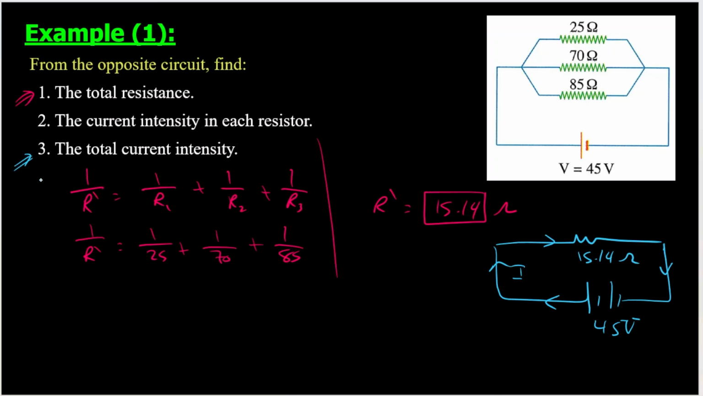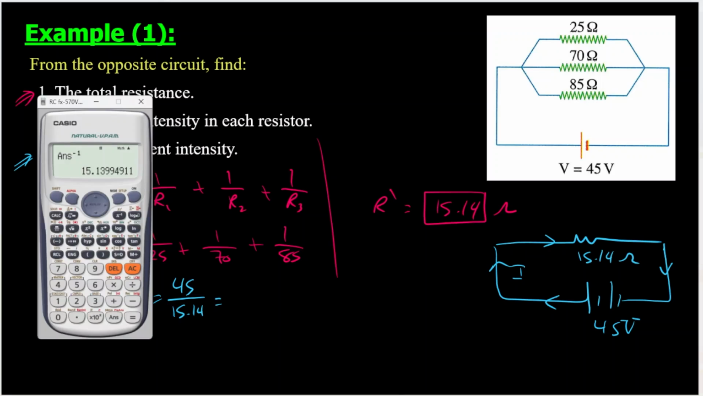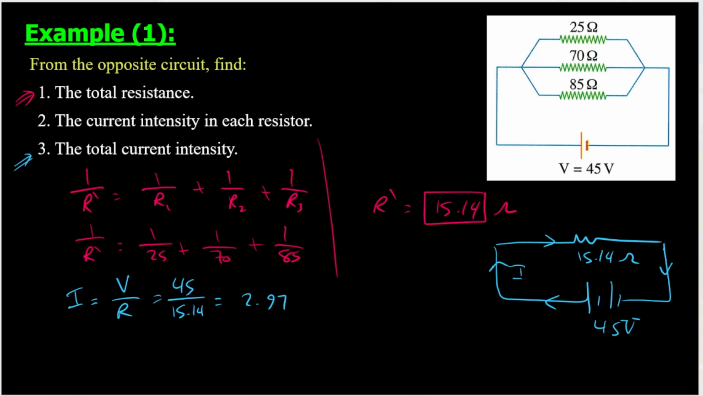So then we need to calculate the total current. The total current in this case is equal to V over R. V is equal to 45, R is equal to 15.14. So the total current is equal to 2.97 ampere. How can you calculate the value of the current in each branch?